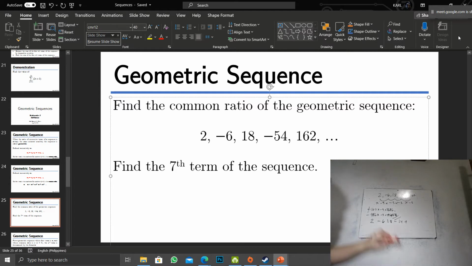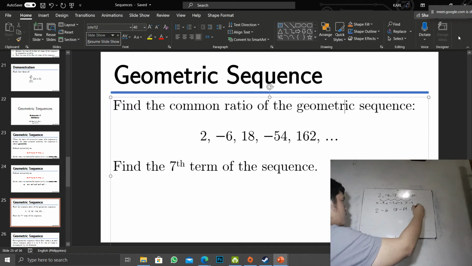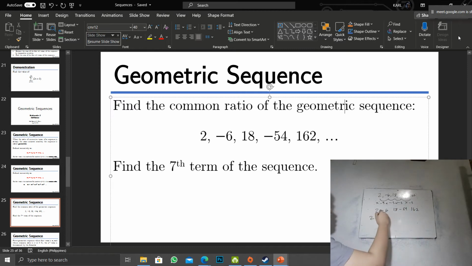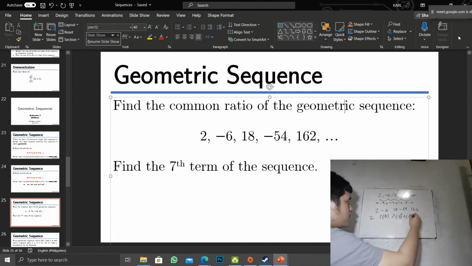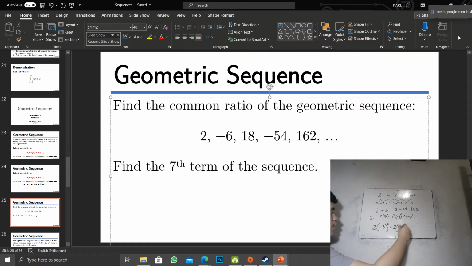Ulitin ko lang. So, what do I mean, no? Ito ulit yung kanina. 2, negative 6, 18, negative 54, 162. Ito 2. Ito 2 times 3. Negative 3. 2 times negative 3 squared. 2 times negative 3 cubed. So on and so forth. So if I were to get the 7th term, 2 times negative 3 to the 6th. 2 times 729 equals 1458. Pareho lang, di ba? Okay.